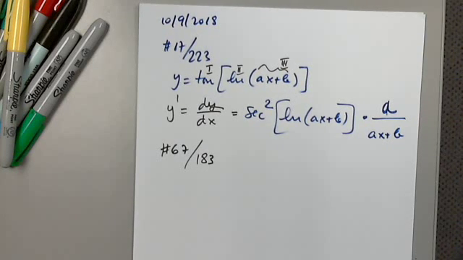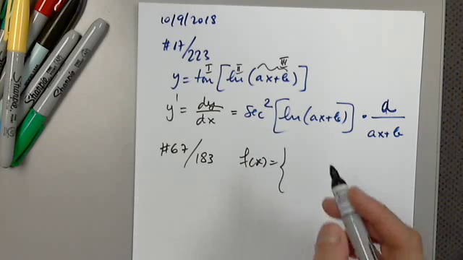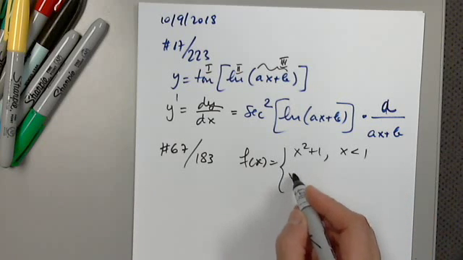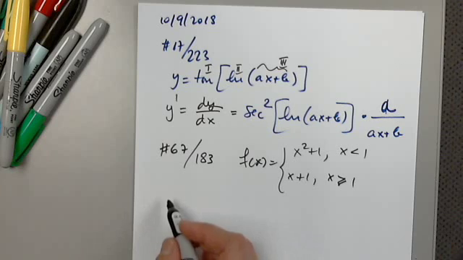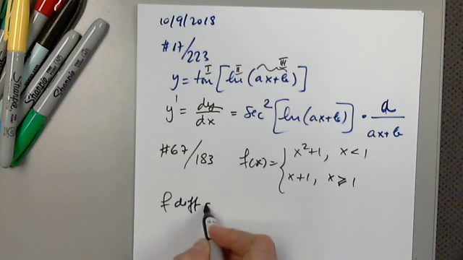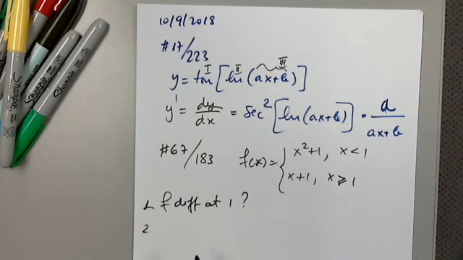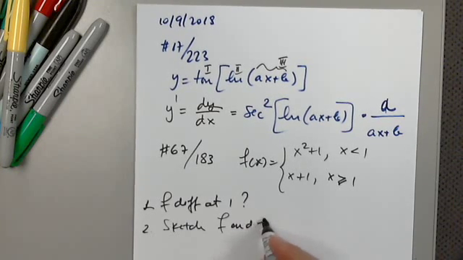Okay. So we are given f of x, and this is x squared plus 1 for x less than 1, and it's x plus 1 for x greater than or equal to 1. Is f differentiable at 1? That's the first question. And then part two, it says sketch the graphs of f and f prime.